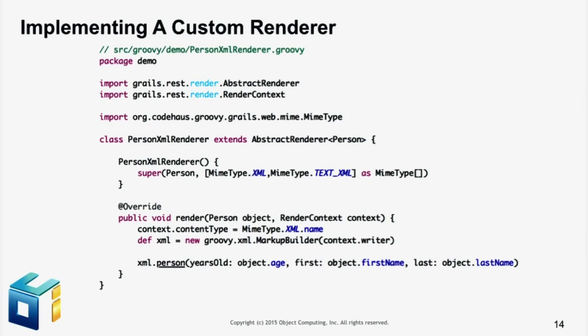So we're creating a groovy.xml.MarkupBuilder and passing context.writer as an argument to that constructor. So now when I interact with that markup builder, whatever the markup builder generates will be written to context.writer, right? So in this case, what are we doing? It looks like the person class has properties called age, firstName, and lastName. And in the XML, instead of the word age, I want to see the word yearsOld. Instead of firstName, I want to see the word first. And instead of lastName, I want to see the word last. But I get to dictate exactly what the XML is going to look like here, right?